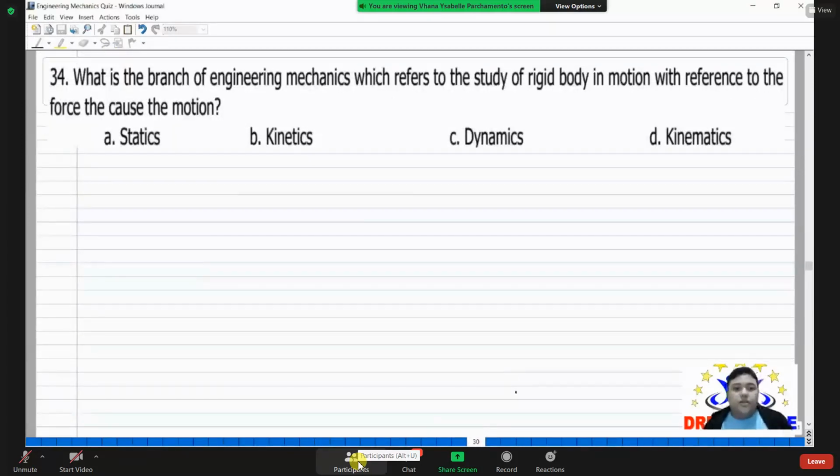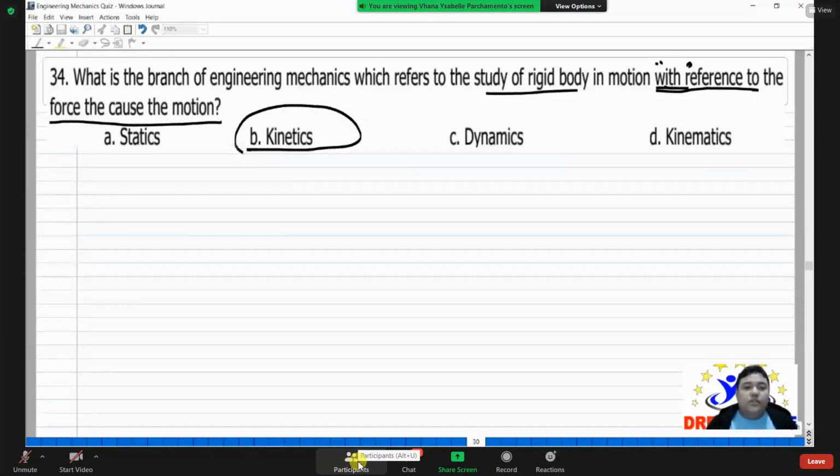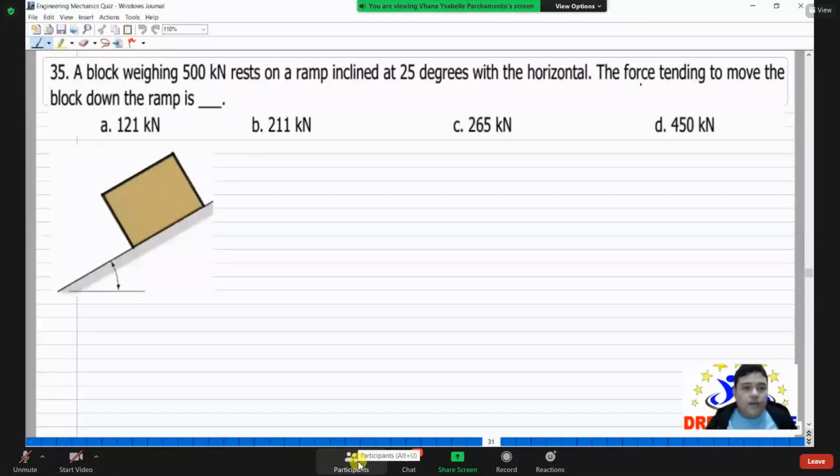Number 34, we have, what is the branch of mechanics refers to the study of rigid bodies with reference to the force that causes the motion. With reference to the force, this is kinetics. Letter B. Okay, number 35.